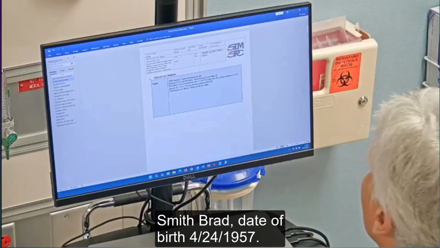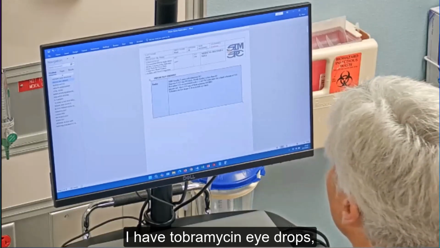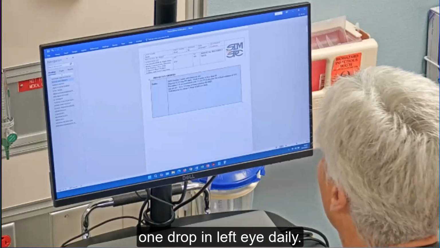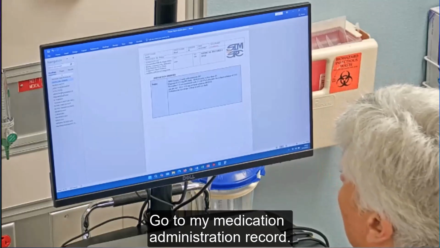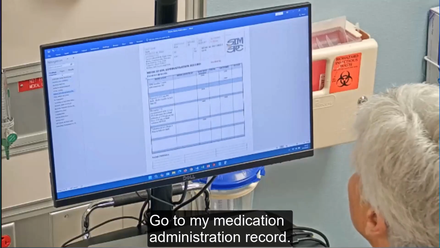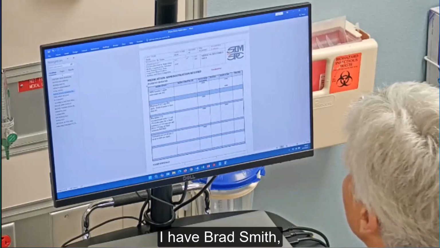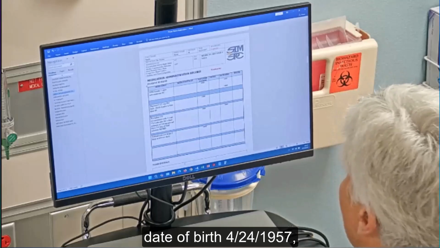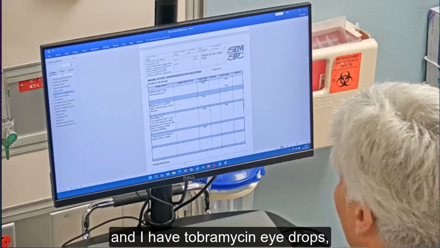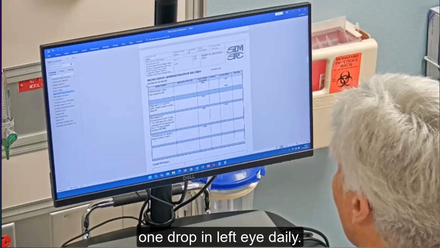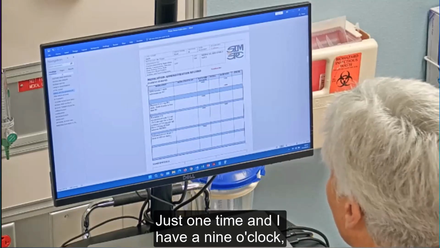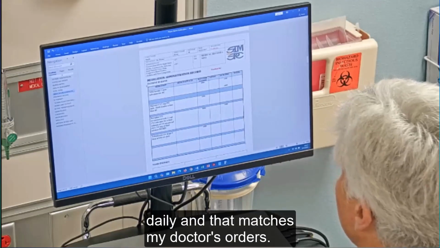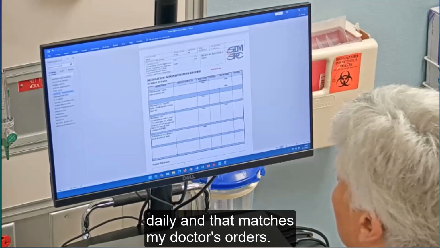Smith, Brad, I'm back at my physician's orders. Smith, Brad, date of birth 4/24/1957. I have tobramycin eye drops, 1 drop in left eye daily. Go to my medication administration record. I have Brad Smith, date of birth 4/24/1957. And I have tobramycin eye drops, 1 drop in left eye daily, so just 1 time, and I have a 9 o'clock, so my time matches that it's daily, and that matches my doctor's orders.